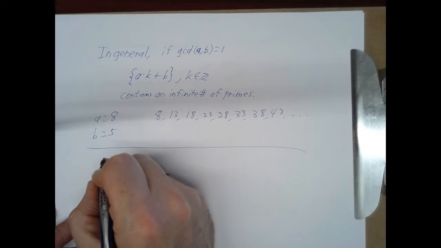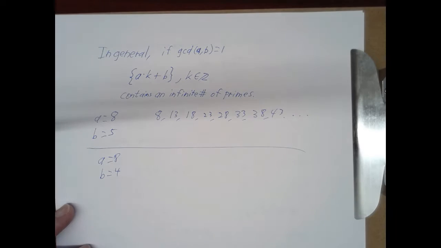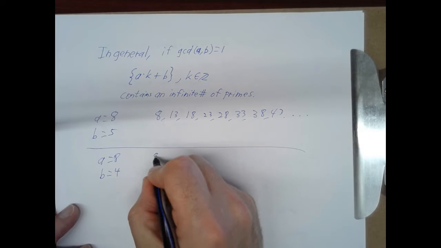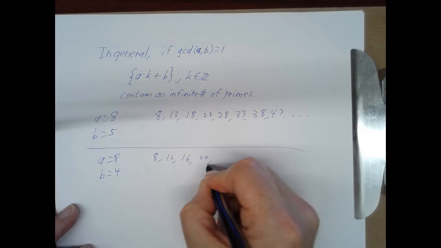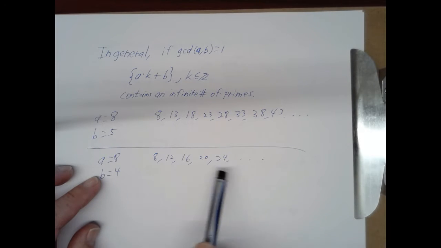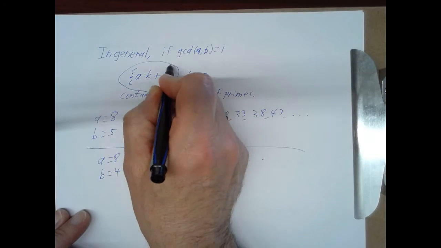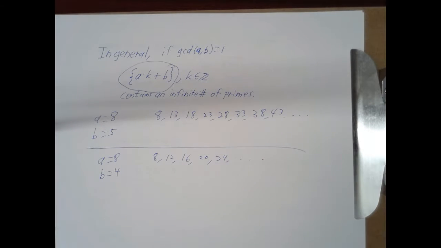For example, if A equals 8 and B equals 4, I'm not going to find any primes. So I'm going to have 8 and 12 and 16 and 20 and 24 and so on. And I'm not going to have any primes because whatever divides A and B is going to divide everything in this series. But other than that silly case, any sequence of this form gives us an infinite number of primes. So that's kind of cool, maybe.